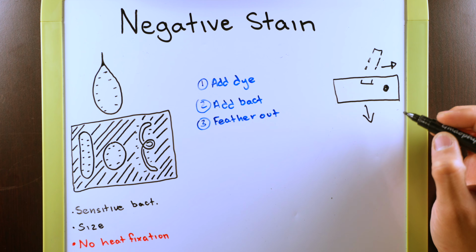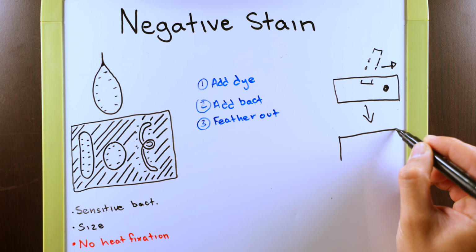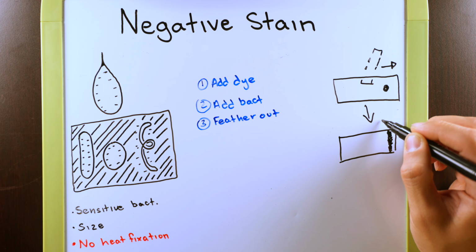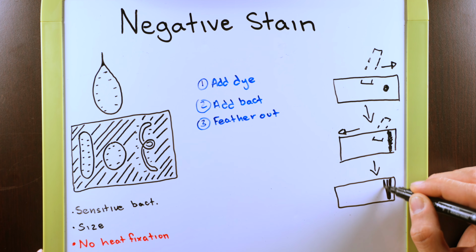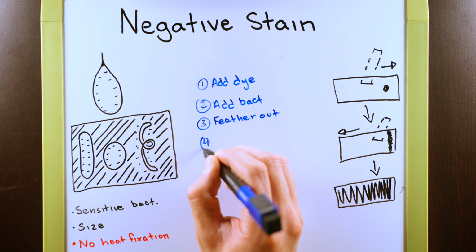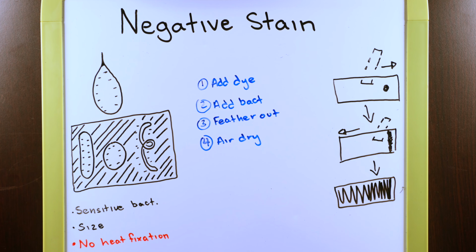And once that happens, we will want to push the slide out. And then once you push the slide out, give it some time to dry. And this one, we just want to air dry. You will also notice as it's air drying that one side is a whole lot darker than the other side. And this is what we mean by the slide is feathered out.